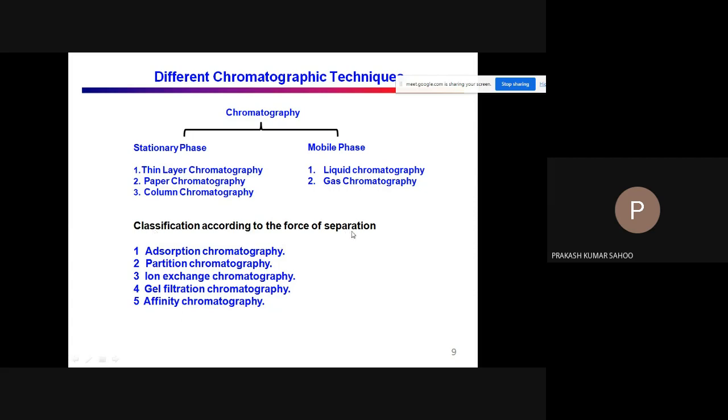Classification according to force of separation, that is which type of force is applied or is there between the mobile phase, stationary phase, and the solute component in the mixture. We have different types of forces of separation, that is adsorption, where there is an adsorbent surface which gets adsorbed by adsorbate molecules or particles. We have partition chromatography where partition occurs, then ion exchange where cation and anion will exchange, then gel filtration, then the last one is the affinity or the interaction chromatography.